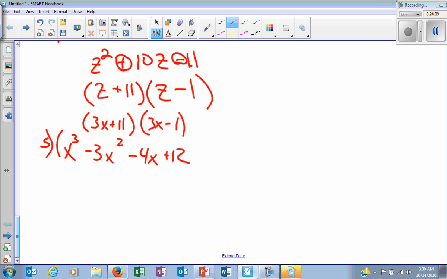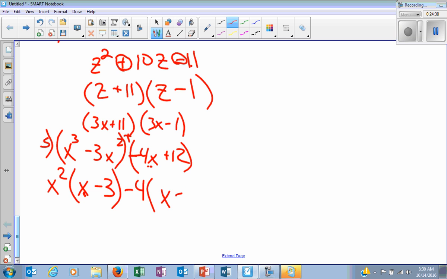All right, group this together. Group this together. Notice I put that negative inside, and I put a plus sign. We've done this a bunch of times too. X squared, x minus 3. Factor out a negative because I need this to be a positive, so they have a negative 4 in common, and I'm left with x minus 3.